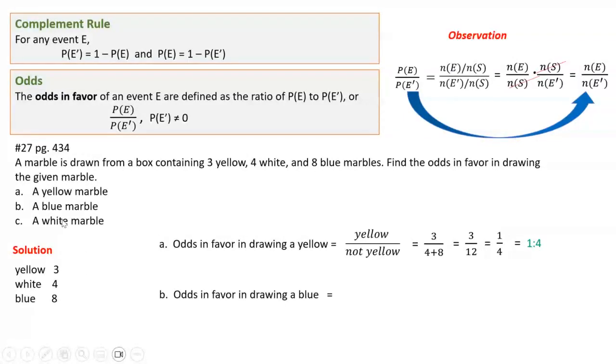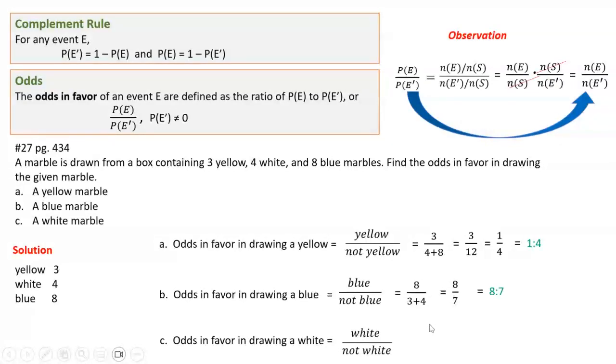Let's do B, a blue marble. The odds in favor of drawing a blue is blue over not blue. How many are blue? There's 8 blue over 7 not blue. The answer is 8 to 7. So this is the solution in green. That's how you say the odds in favor. And finally, for a white marble, the odds in favor of drawing a white will be white over not white. There are 4 white and 11 not white, so it's going to be 4 to 11. This is your result.